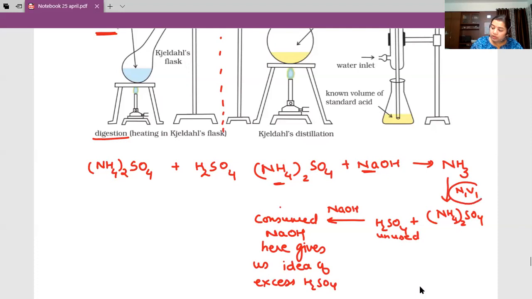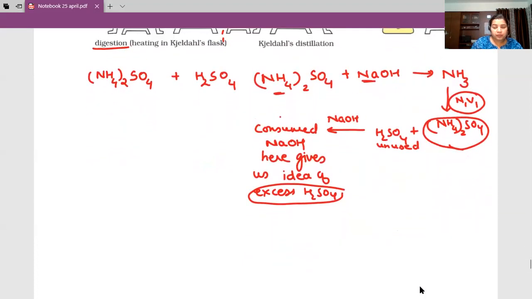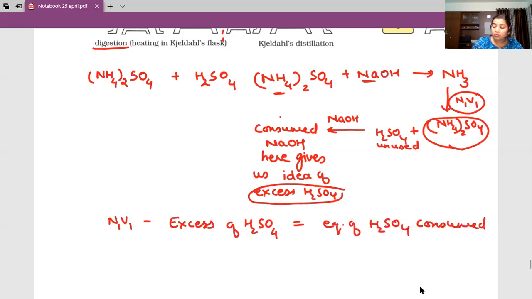You know how much H2SO4 you took. You know how much H2SO4 is left in excess. So the amount of H2SO4 consumed by ammonium sulfate can be calculated. Okay, you know N1V1 is the equivalence of H2SO4 taken initially. You know what is the excess of H2SO4. This is equal to the equivalence of H2SO4 consumed by ammonia.